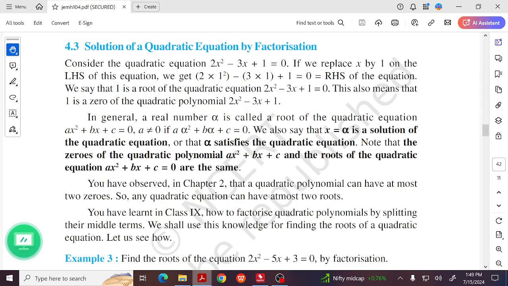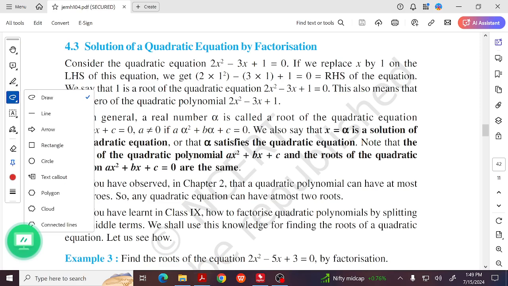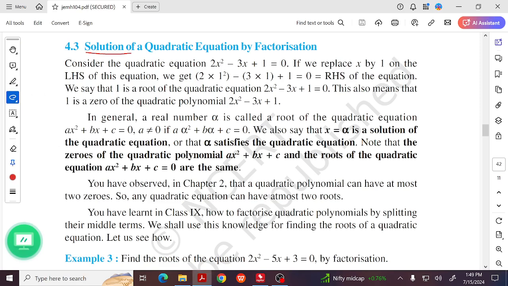So listen, solution of quadratic equation by factorization. What it is? By factorization, that we are going to learn here. Solution of quadratic equation by factorization. Factorization in the sense, it's I factorization. I factorization, we have 4 types.